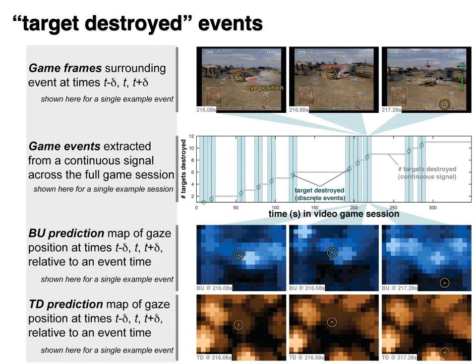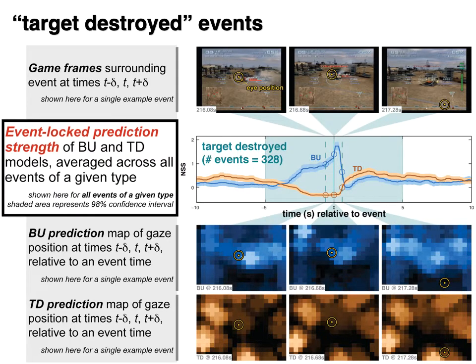Once we have those two, we are now going to consider the eye movements of the player, and in real time we are going to record how much agreement there is between the eye position of the player and the prediction of those two different models.